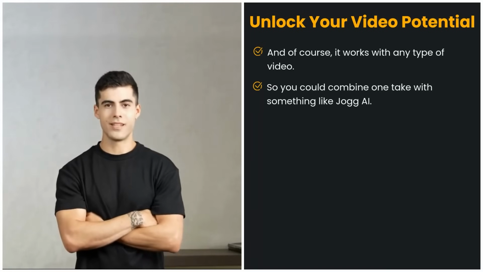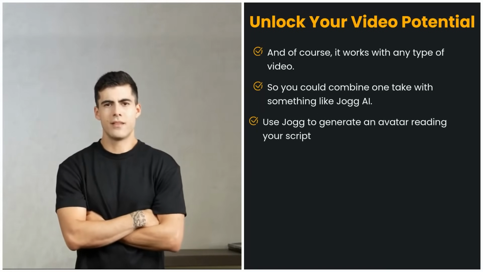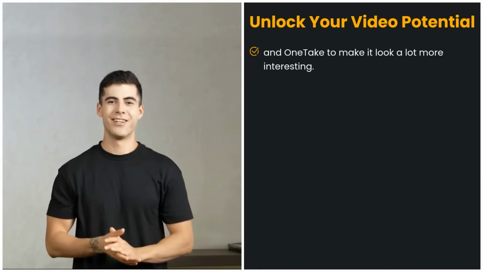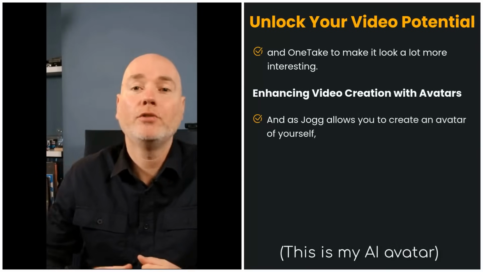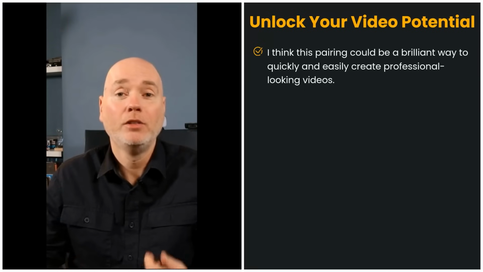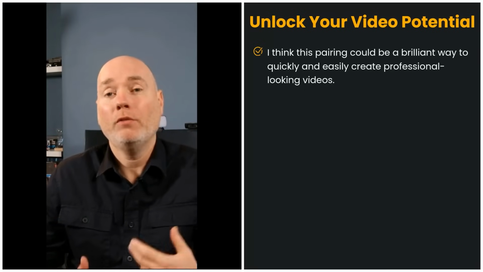So you could combine OneTake with something like Jog AI. Use Jog to generate an avatar reading your script, and OneTake to make it look a lot more interesting. And as Jog allows you to create an avatar of yourself, I think this pairing could be a brilliant way to quickly and easily create professional looking videos.